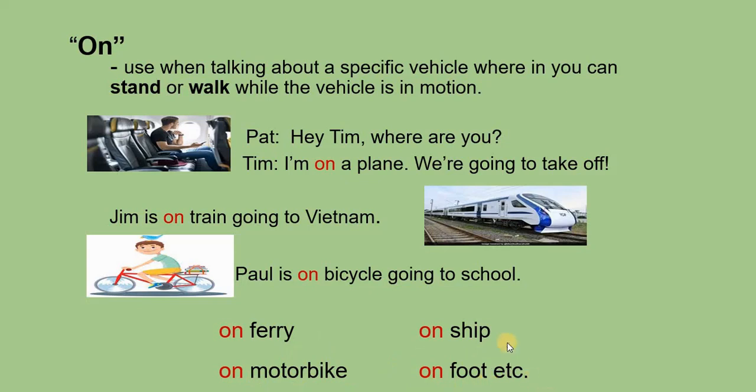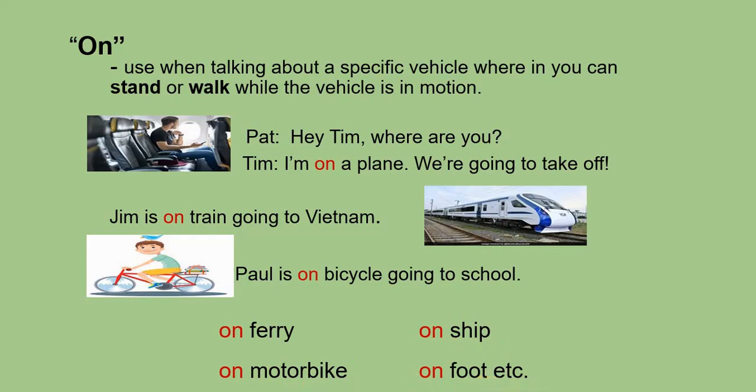Okay, so these vehicles you can stand up, you can walk while the vehicle is in motion. Okay, so here another example again guys, here on ferry, on ship. So the ship is huge, and when it's in the water and it's in motion, you can stand up and you can even sit down. Of course, you can sleep, you can walk around. So that's your ship. You're gonna be using preposition on. Again, so on ferry, on ship, on motorbike, on foot, and others.